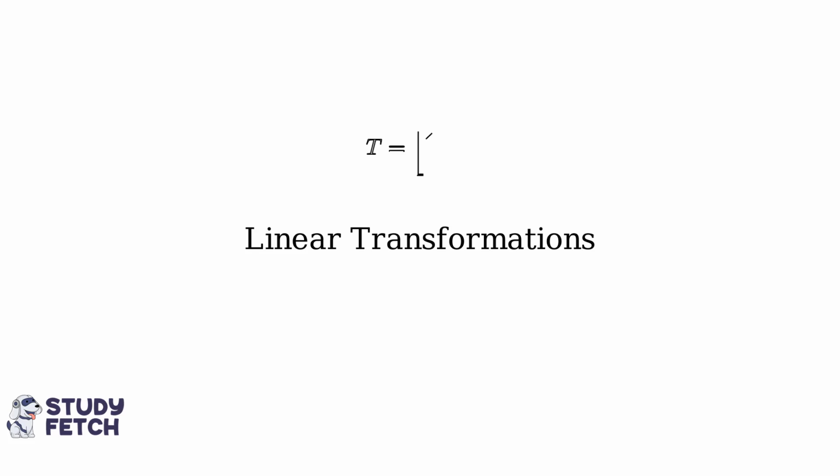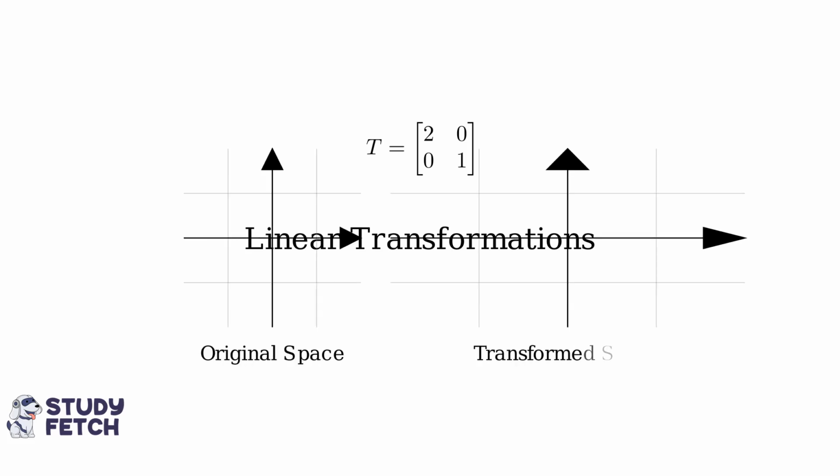Linear transformations are mappings between vector spaces that preserve vector addition and scalar multiplication. Here we can see how a matrix can represent a linear transformation. In this case, our matrix stretches the space in the x direction by a factor of 2.